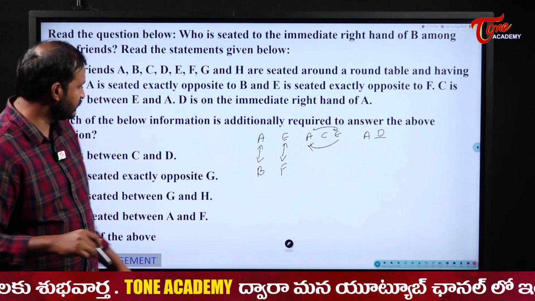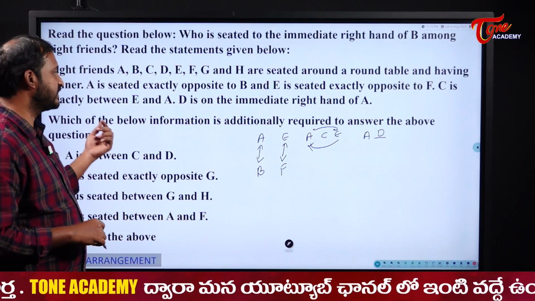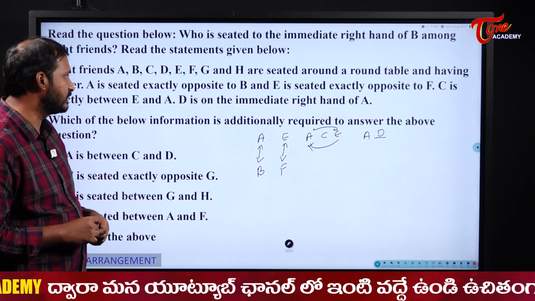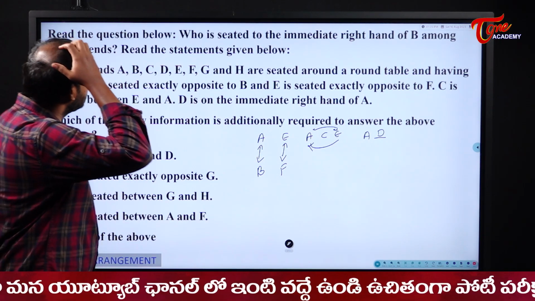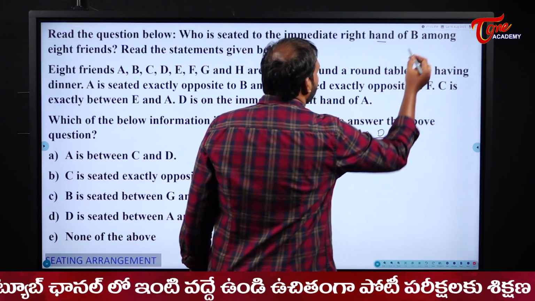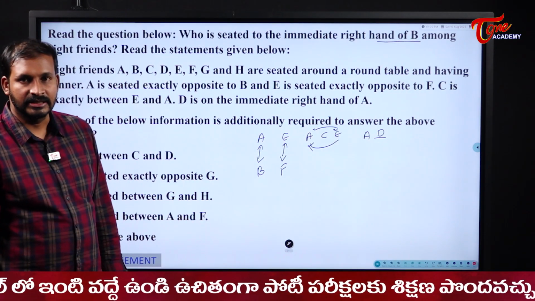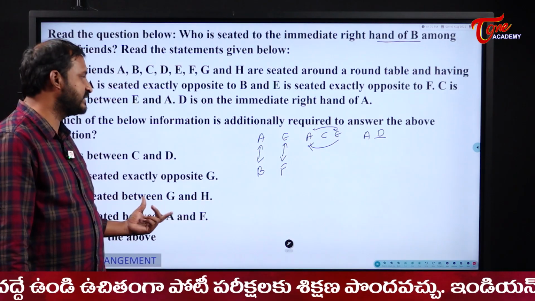This is a little bit different question. Which of the following information is additionally required to answer the above question? Okay. What is the question? Who is seated to the immediate right hand of B? That is the question for us. And what is the additional data I require?